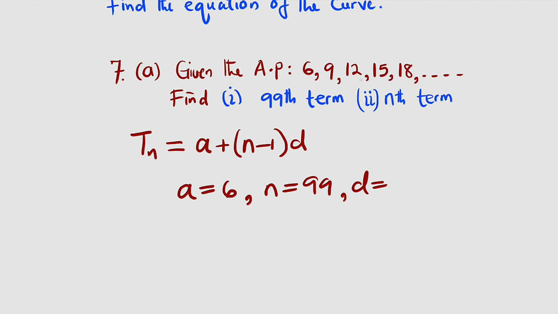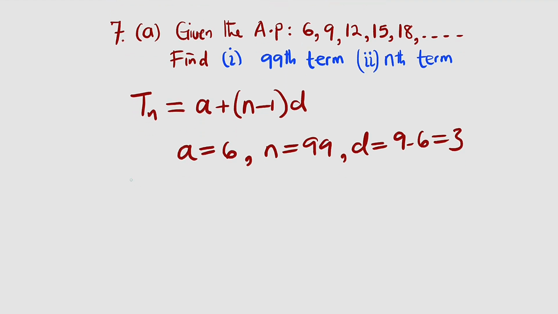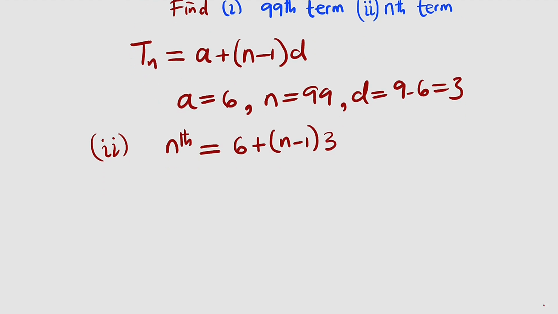Then d can be obtained by taking any term here and subtracting the term before it. So we can say 9 minus 6, which is equal to 3. So remember, I want to start with Roman number 2. We are looking for the nth term, which is the same thing as Tn. This is equal to A, which is the first term 6, plus n minus 1 multiplied by d, which is 3. So from here we have 6 plus 3 times n is 3n, negative 1 times 3 is negative 3, 6 minus 3 is 3, so we have 3n plus 3.